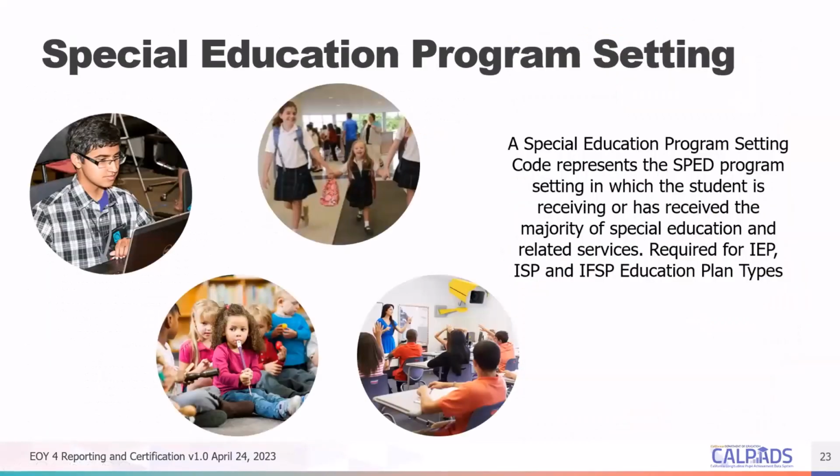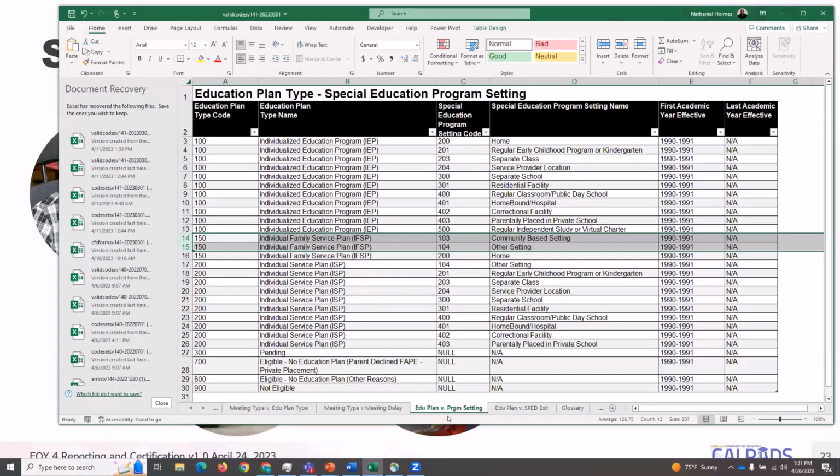And then special education program setting. The special education program setting code just describes the environment in which the student is receiving services. When you talk about least restrictive environment, it's going to be looking at this code here. And I think the valid code combinations document comes into play because you can see we have an education plan program setting table. And so 100 being IEP, 150 being IFSP, 200 being the ISPs, right? You can see that while home setting is good for our IEP, is good for our IFSP, it's not a good setting for your ISP, right?